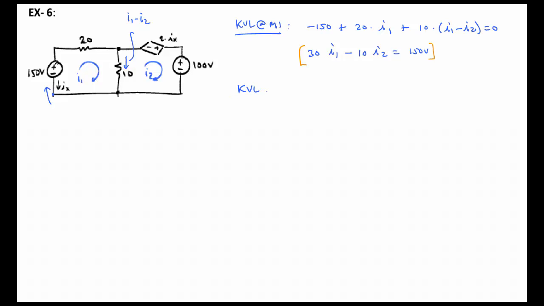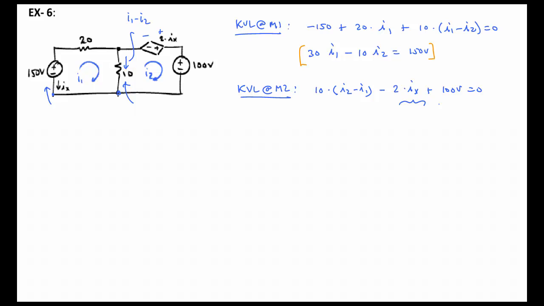Now we move on to the second mesh. We'll start at the bottom left corner and go clockwise. So here we'll have 10 ohms times, and in this case we're going to have I2 minus I1. And then we are going to encounter a voltage minus sign first, so I'll put a minus. We'll encounter this voltage across this dependent source. The voltage that it puts out is going to be 2 times Ix. And then we encounter the 100 volts.